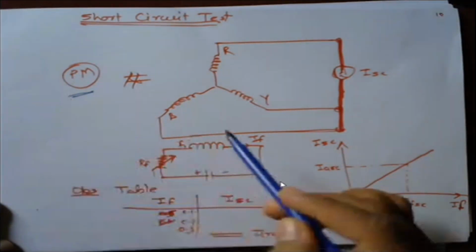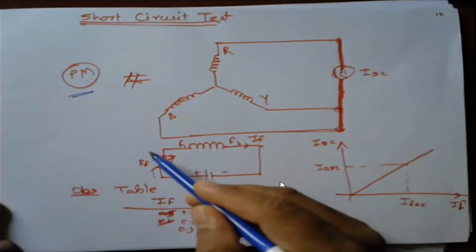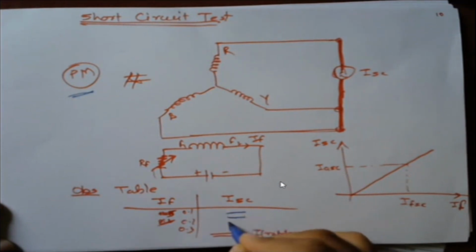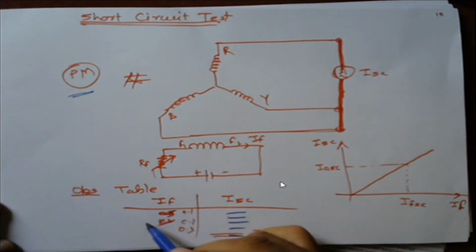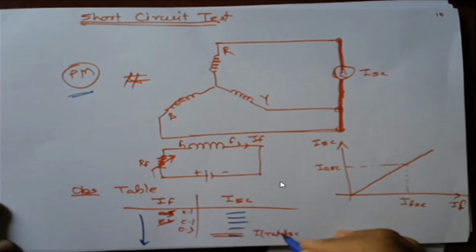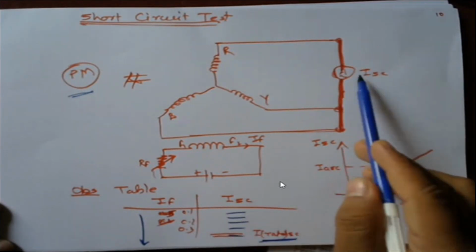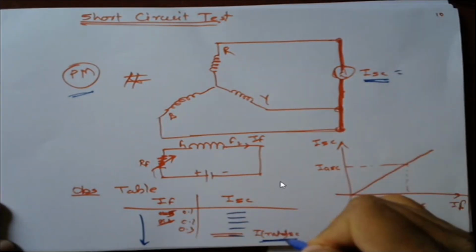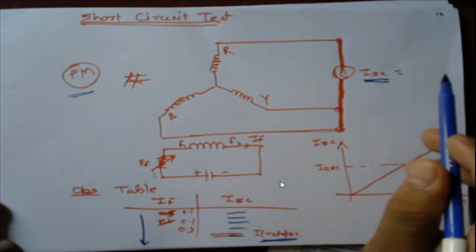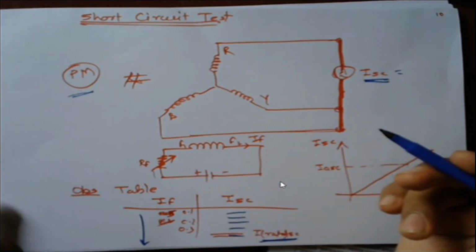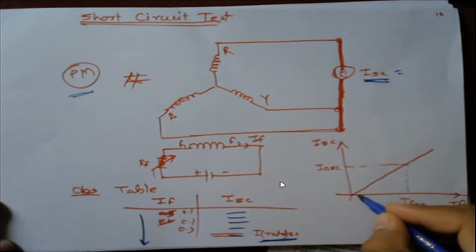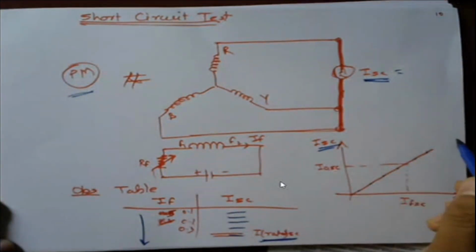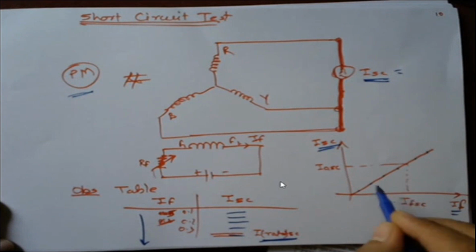Once the prime mover is started, I will gradually increase the field excitation, and accordingly I will note down the short circuit current reading. I will increase this IF in such a way that I get the rated current in this ammeter. Once I got the rated current, I will stop taking the reading. Let us say there are about 4 to 5 readings, and if I plot the graph of ISC versus IF, I will get a straight line. So this is nothing but the short circuit test.